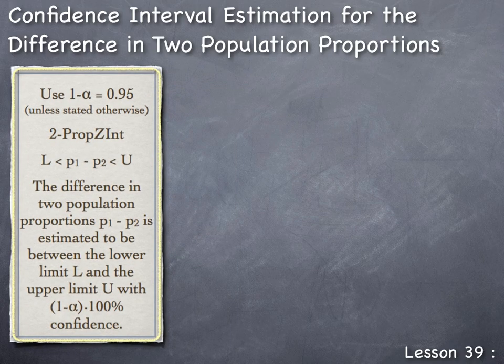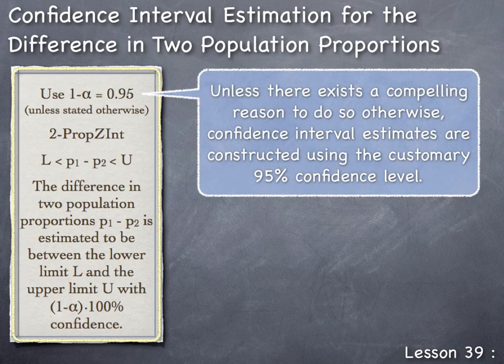Starting with selecting 1 minus alpha, the confidence level. Unless there exists a compelling reason to do so otherwise, confidence interval estimates are constructed using the customary 95% confidence level, or 0.95 decimal.